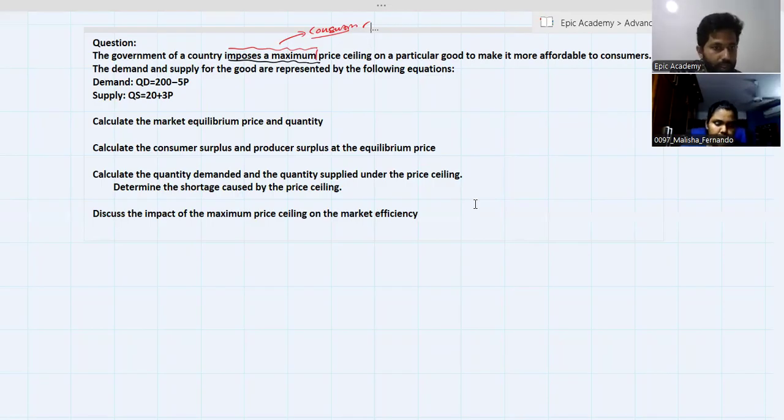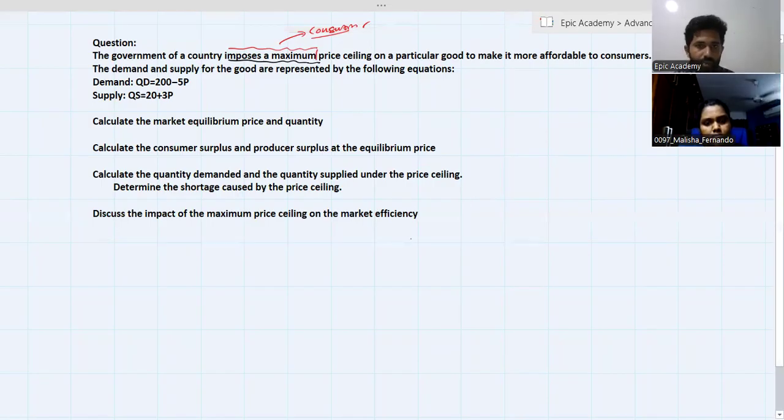Then calculate the quantity demanded and quantity supplied under the ceiling price, and determine the shortage. There is no ceiling price actually given here, so we have to put the value. I will put the value after the first calculation, to the price ceiling, I mean the maximum price. If I give it this time it will be a giveaway, that is why I'm not going to give it. But in the question paper you will have everything given.